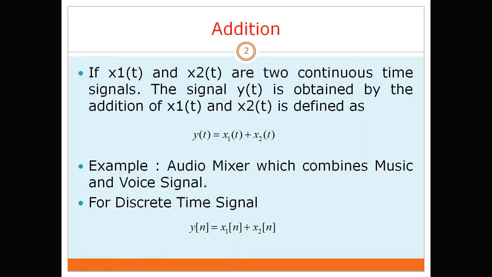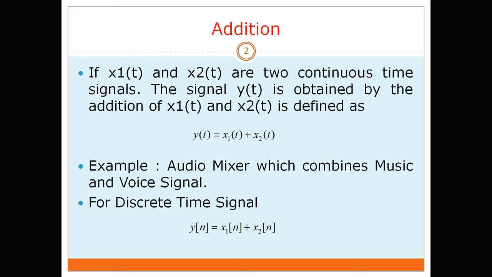This is the simple addition. If x1 of t and x2 of t are two continuous time signals, the signal y of t obtained by the addition of x1 of t and x2 of t is defined as y of t equal to x1 of t plus x2 of t. So it's very simple, and the main example is audio mixture, which combines music and voice signal.